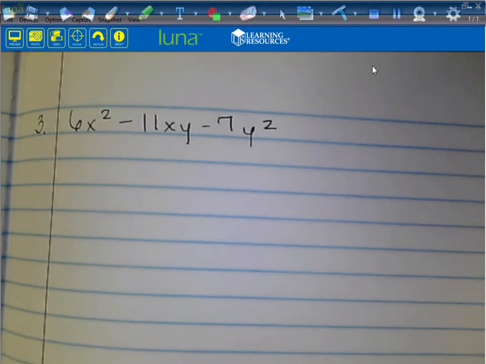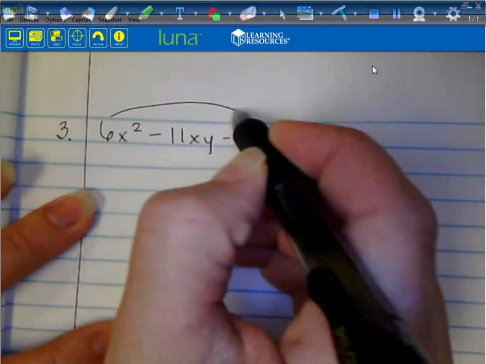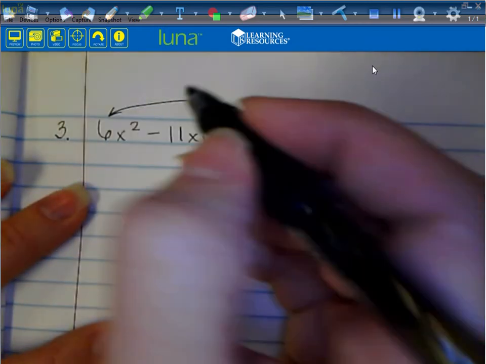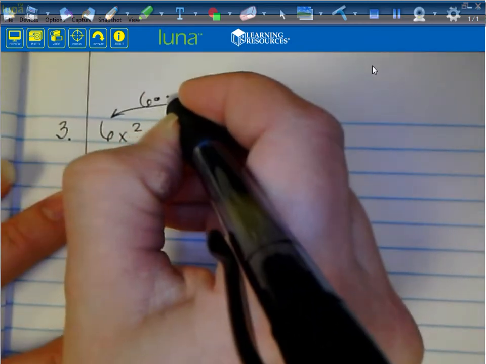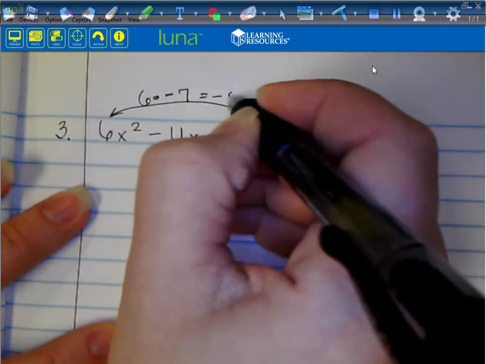So the first thing we're going to do is look at all of our terms and see if we have any common factors between 6, 11, and negative 11 and negative 7. We don't have any common factors that we can instantly factor out. So the next thing we're going to do is go ahead and multiply our first and our last terms. And 6 times negative 7 equals negative 42.